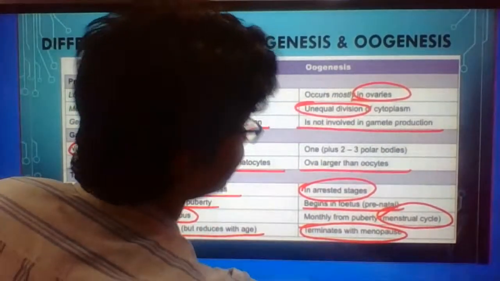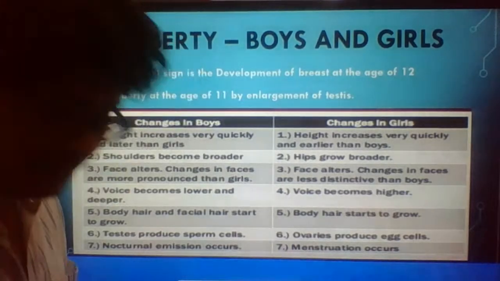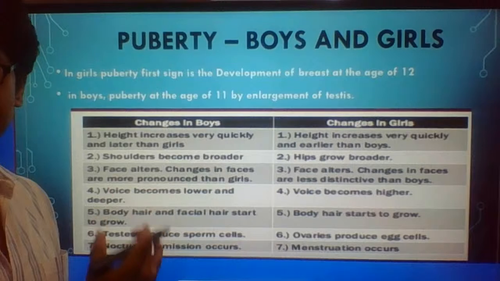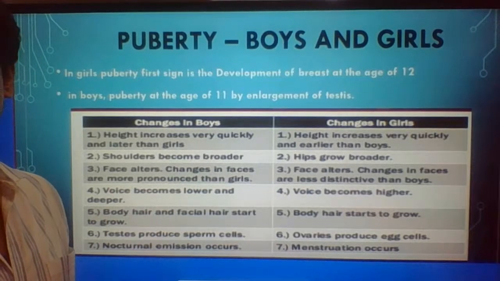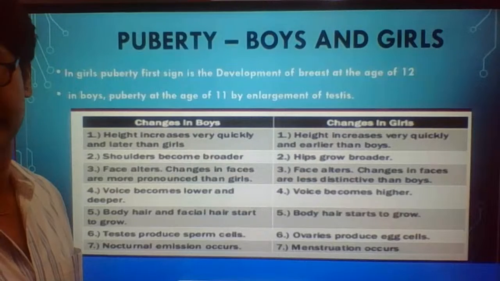Okay, so we are done with this part. Puberty: when a boy or a girl attains puberty, there is a slight difference in the signs and symptoms between boys and girls, but no doubts there.